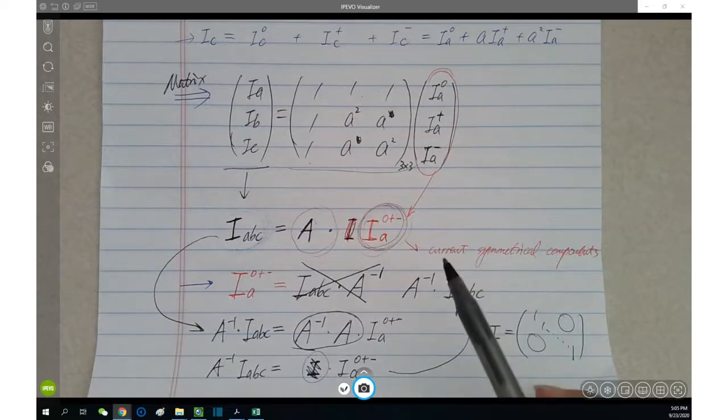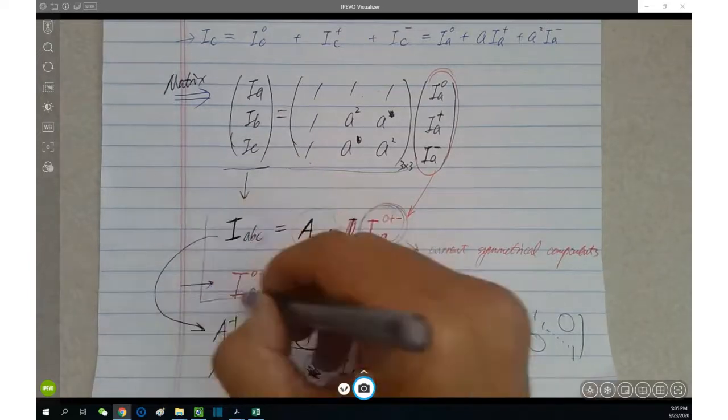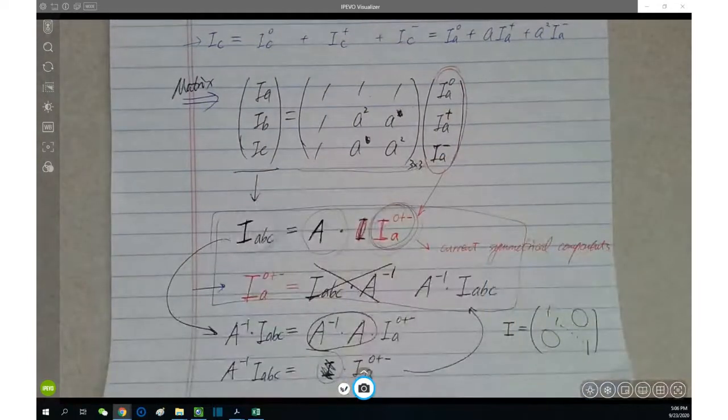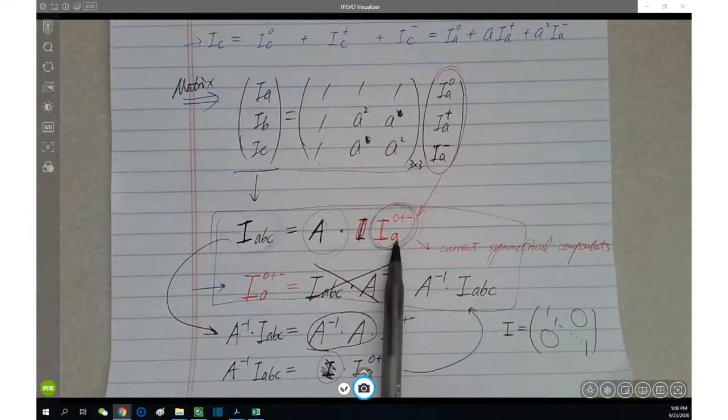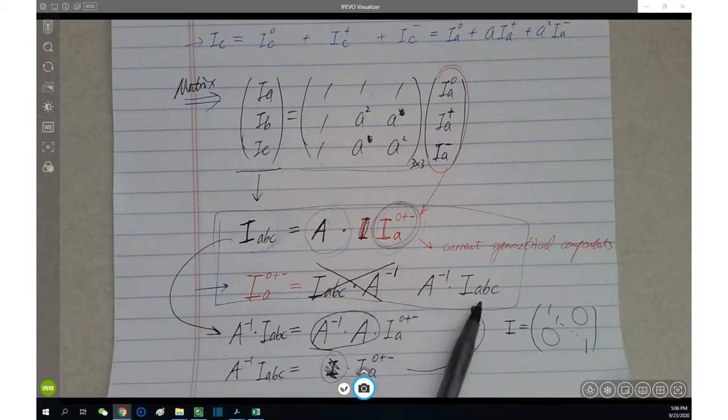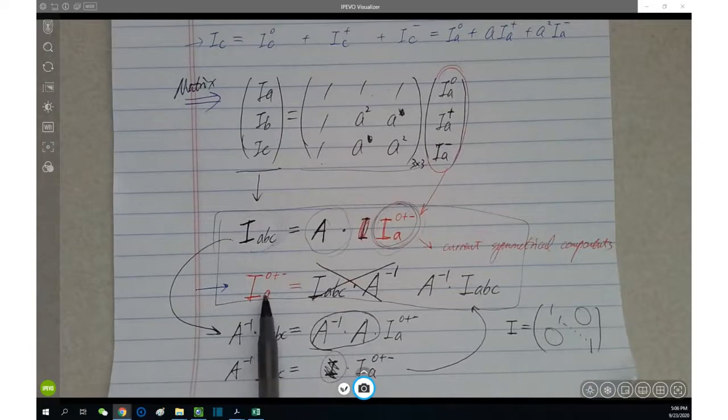Once again, these two formulas go back and forth. Given symmetrical components, you're looking for the total unbalanced three-phase current, or the other way around. Given the three-phase unbalanced current, you're looking for the symmetrical components.